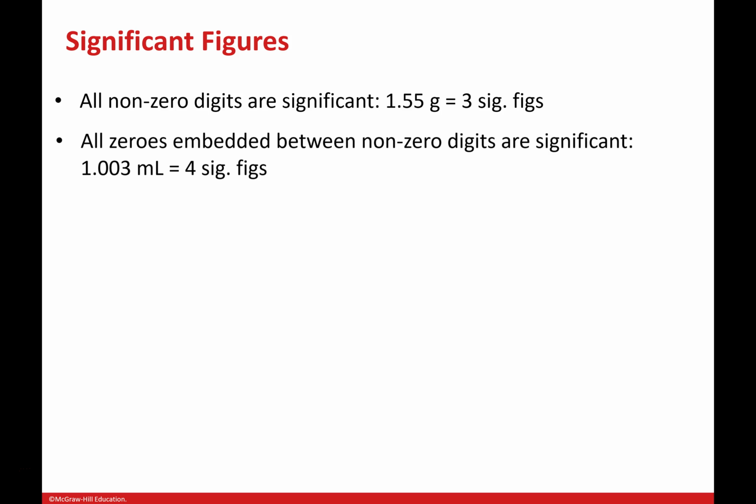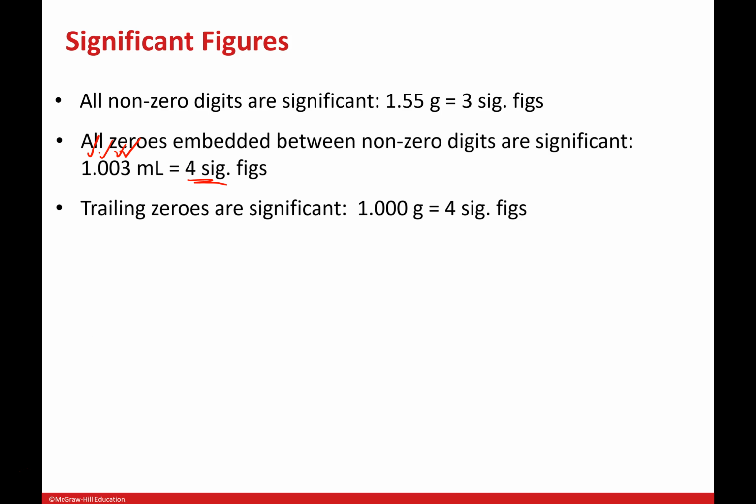In this case, like 1.003 milliliters, if you have zeros between two non-zero digits, they count. It's hard to know about the zeros. They'll get you every time. So this is non-zero, so it counts, and these two zeros are in between, so they count too. That's why your slide says 4 significant figures. Like I said, it's the zeros that get us.